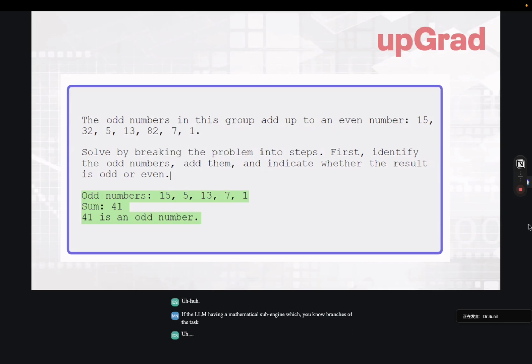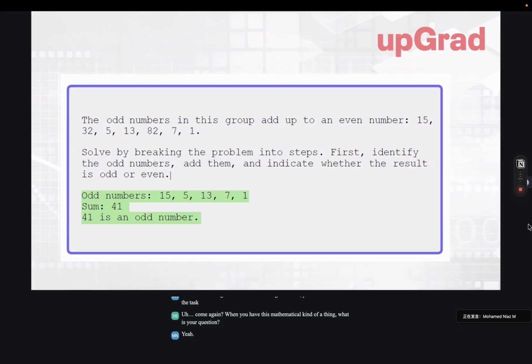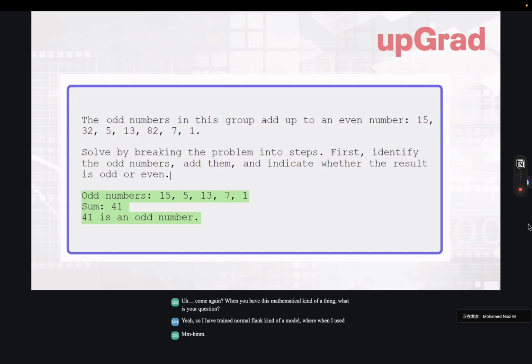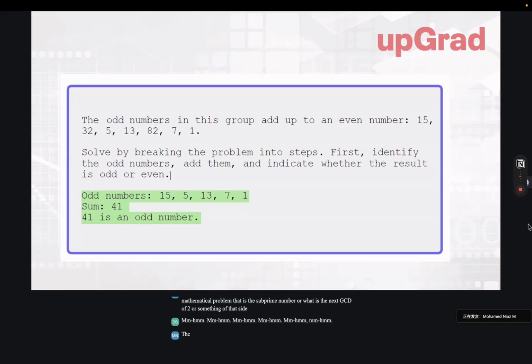Come again. When you have this mathematical kind of a thing, what is your question? Yeah, so I have trained a normal Flan-T5 kind of a model where when I used to ask what is 1 plus 3, it used to fail miserably. So now, in a natural language sense, trying to find the answer for a mathematical problem, like is this a prime number, or what is the GCD of 2 numbers or something of that sort, the NLP approach doesn't work.